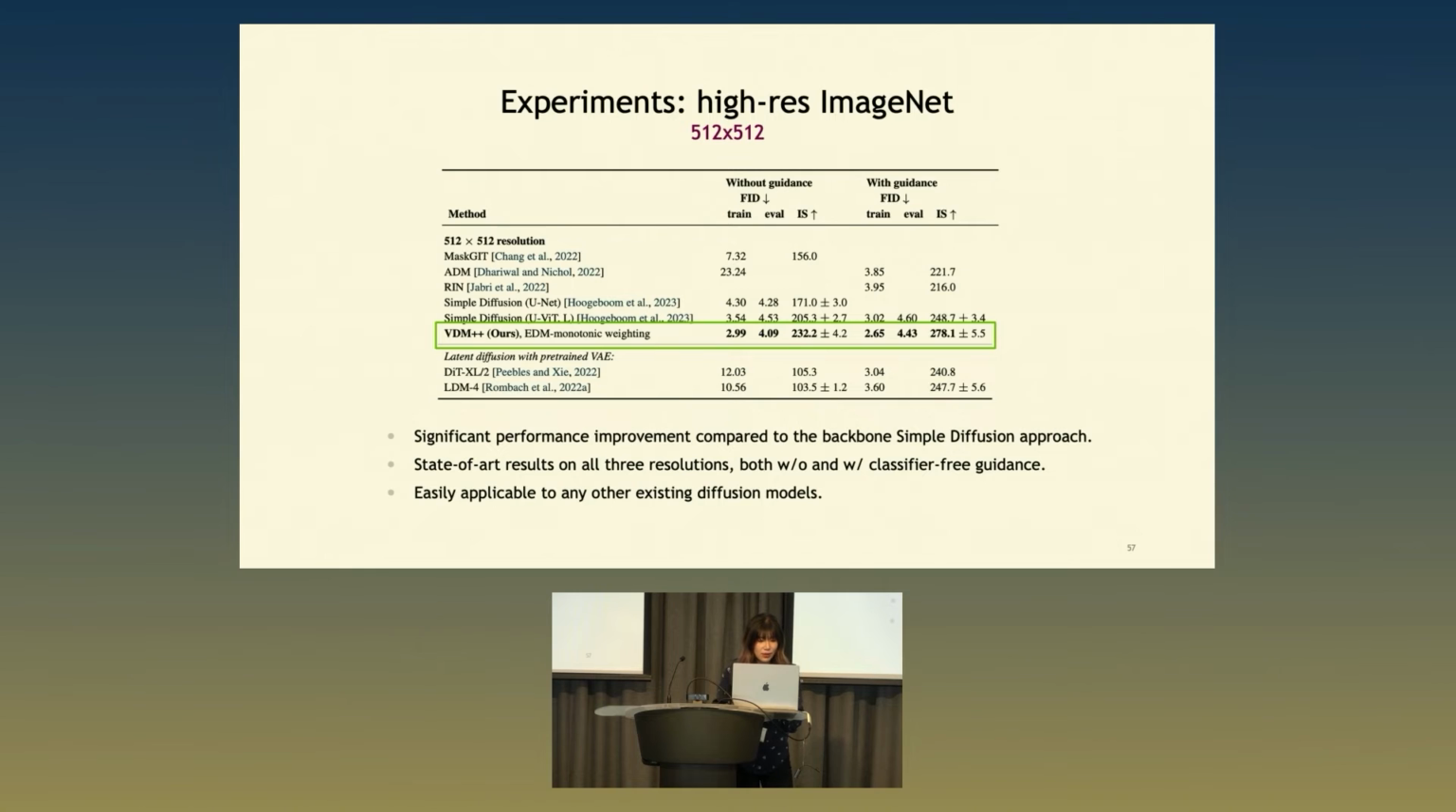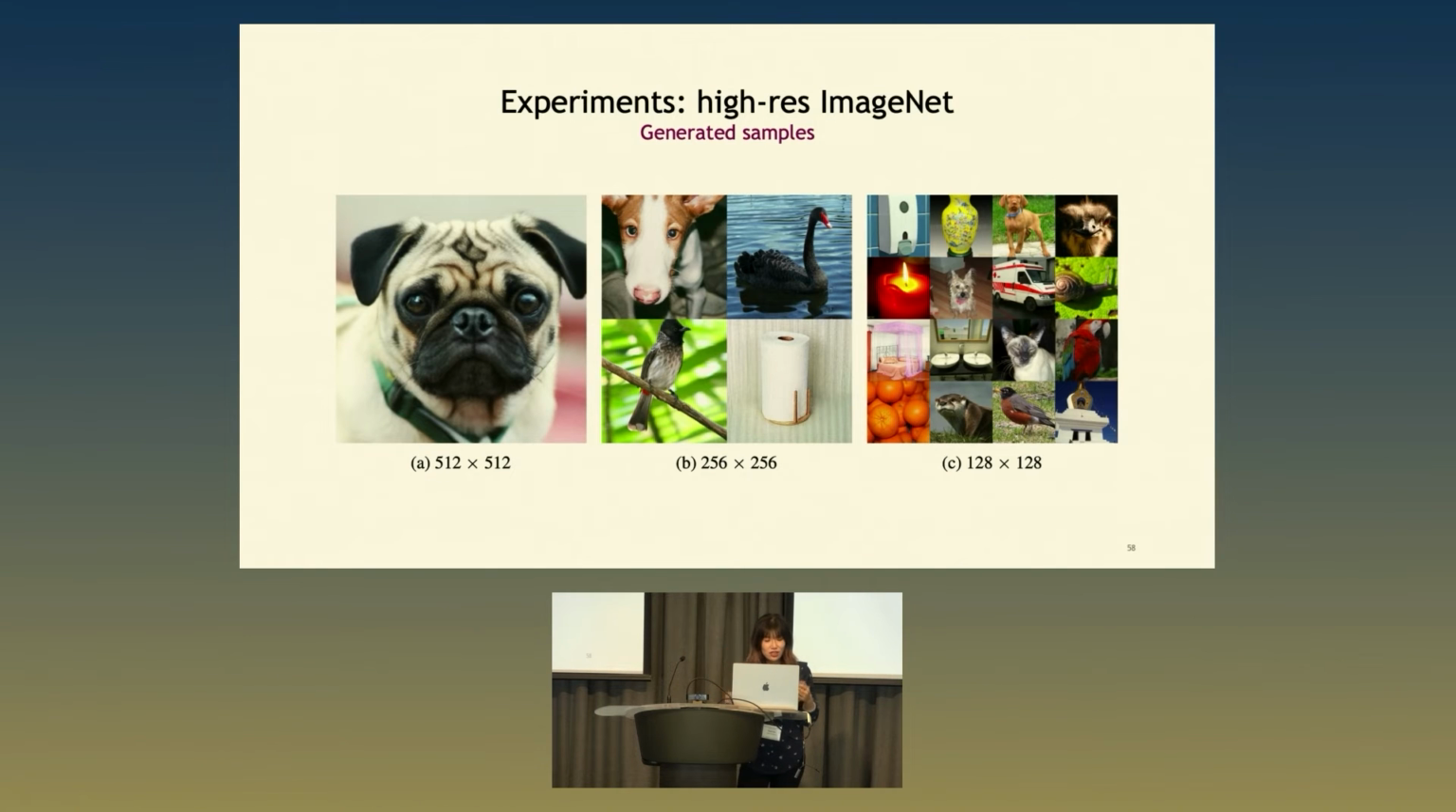And we can see that compared to Simple Diffusion, which is our backbone model, we achieve great performance improvement compared to their models. So it actually means that our methods can be easily applicable to any other existing diffusion models. It's literally just one linear change for the weighting function and for the noise schedule. And we show some empirical results, like the samples generated from our models.